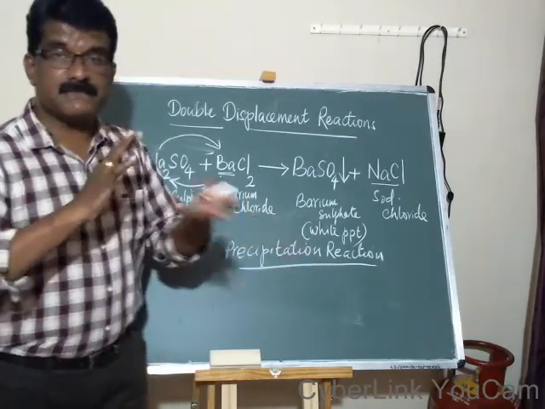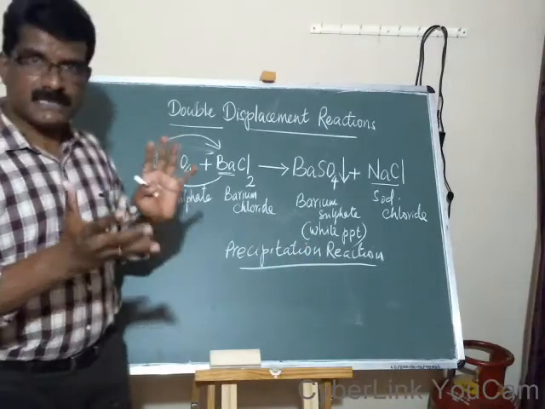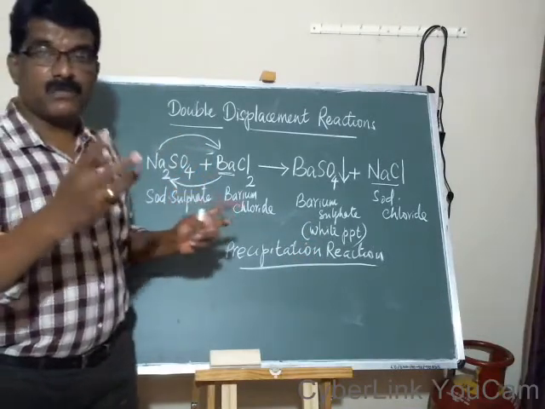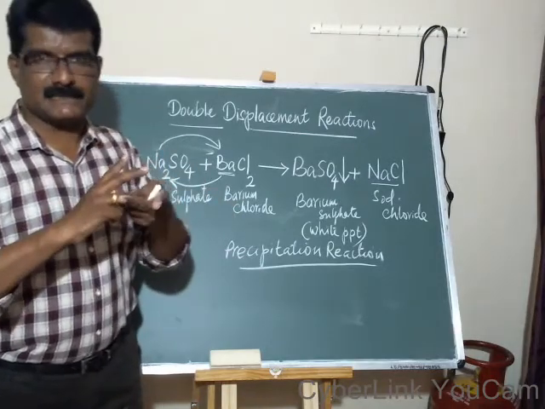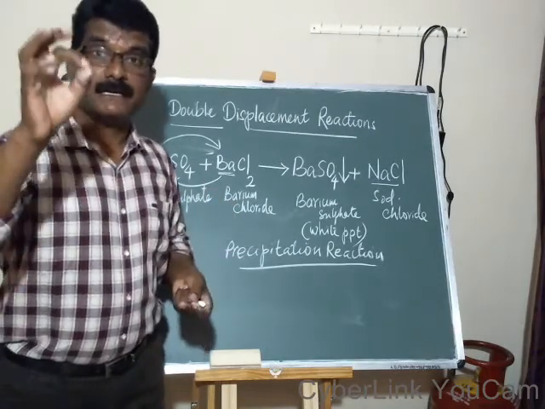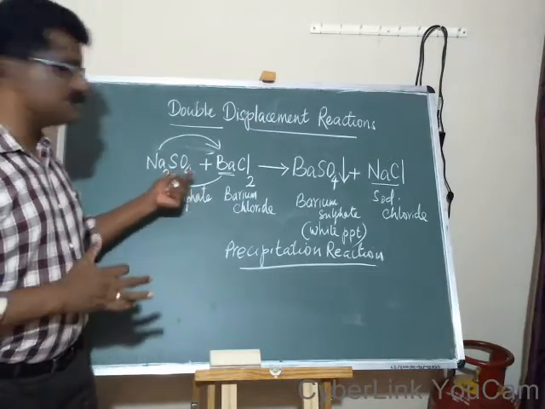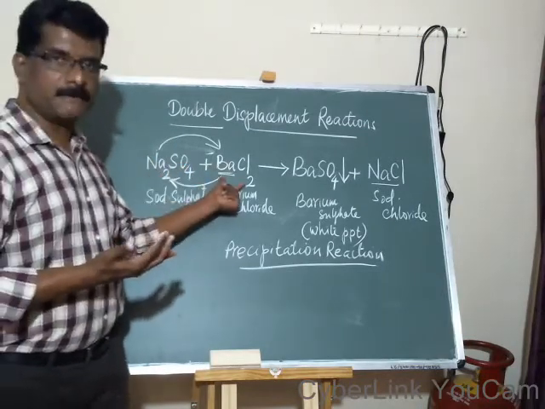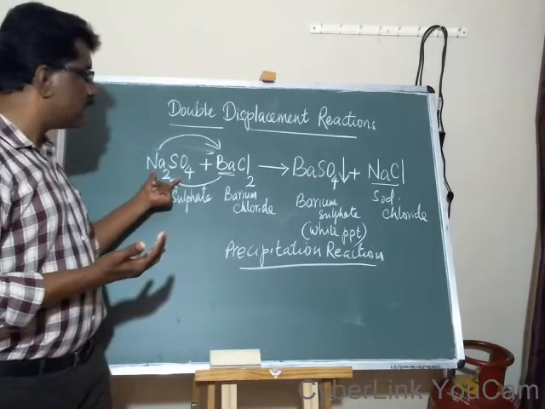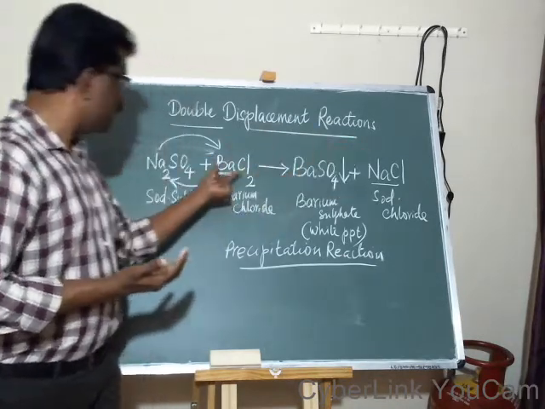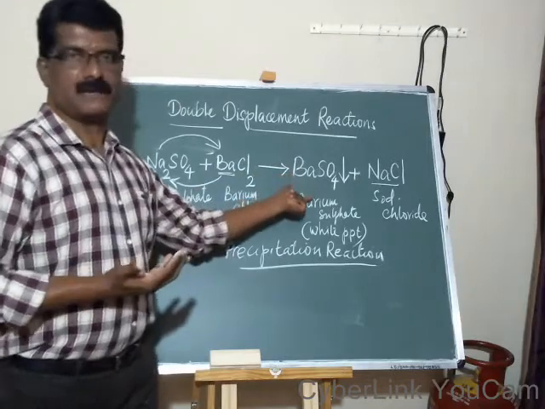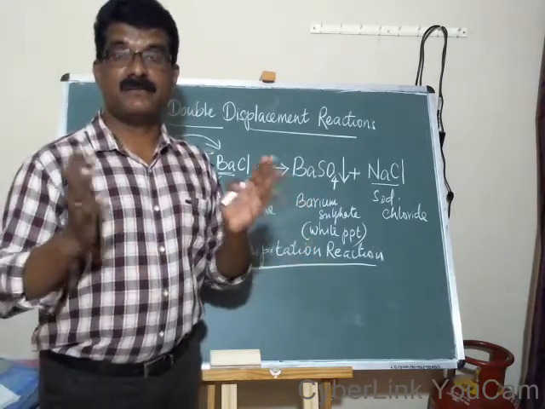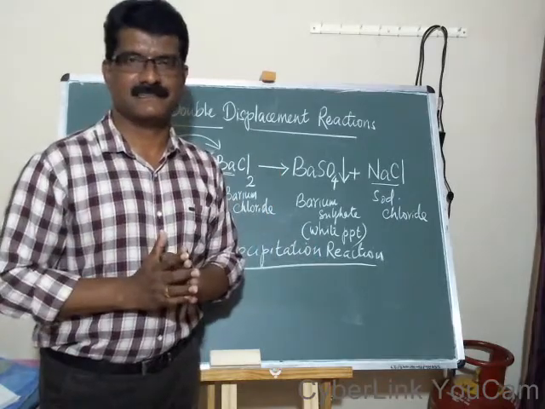Okay, double displacement reaction means a reaction between two salts where there is exchange of ions. In this reaction, the exchange took place between sodium ion and barium ion. Therefore, sodium sulfate becomes sodium chloride, barium chloride becomes barium sulfate. Such reactions are called double displacement reactions.